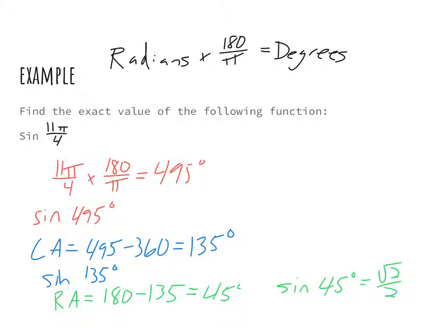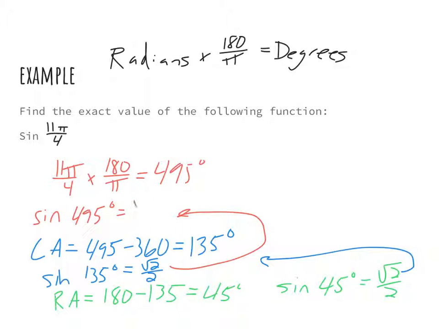Now I use that to come back here. In quadrant 2, sine is positive, so the sine of 135 is also the square root of 2 over 2. Since I know what that is, that's going to be the same as the sine of 495. So my answer is the square root of 2 over 2. Once again, we're just introducing those coterminal angles first, and then doing the same thing we did in previous lessons.